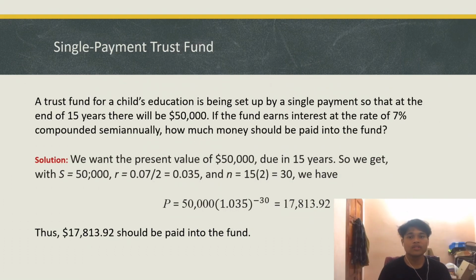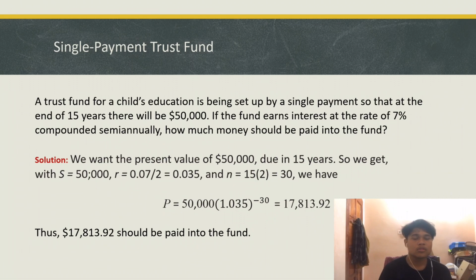Next we are going to the single payment trust fund. The example is a trust fund for a child's education is being set up by a single payment, so that at the end of 15 years there will be $50,000 if the fund earns interest at a rate of 7% compounded semi-annually. So it will be compounded every 6 months, half of the year. How much money should be paid into the fund?